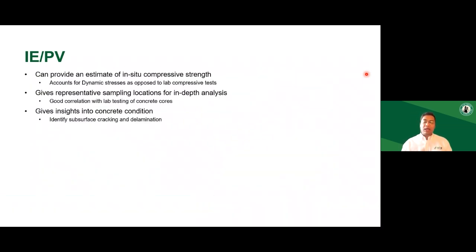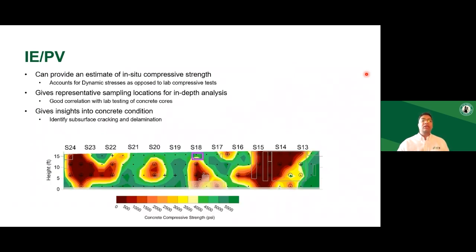So when it comes to impact echo, you don't necessarily have to take concrete cores from the structure. Impact echo or pulse velocity can give you compressive strength values or the dynamic compressive strength values. But if you were still to extract some cores, then this is a really good starting point. This is what you would use to guide your decision for extracting the cores.